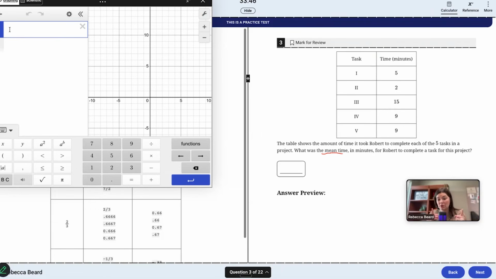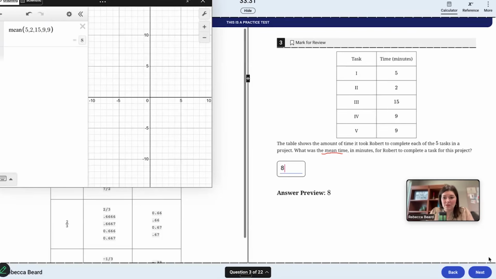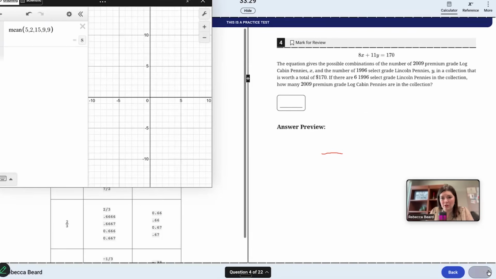So mean, median, mode, and standard deviation, you can type in literally the word, and it gives you the option to do it in Desmos. So you would go 5, 2, 15, 9, 9, and then it calculates it, and the answer is 8, which is pretty convenient. Some people can do it faster on their calculator. That's kind of your call.